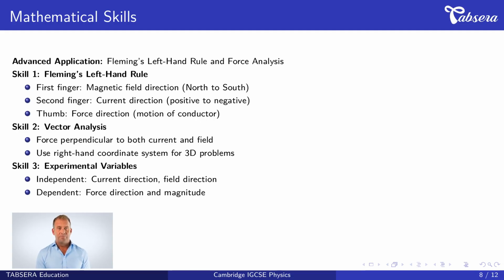Third, experimental variables must be identified correctly. The independent variables are current direction and magnetic field direction, which we can control. The dependent variables are force direction and magnitude, which we observe and measure.